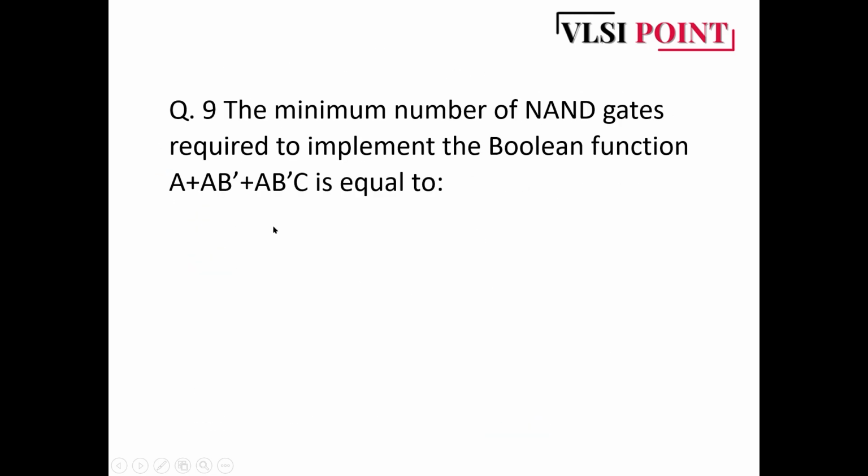Okay, we'll go to question number 9. Question number 9 is: the minimum number of NAND gates required to implement the Boolean function A plus AB bar plus AB bar C is equal to. Let's see the options: 0, 1, 4 and 7.